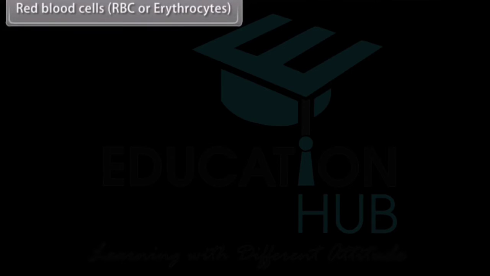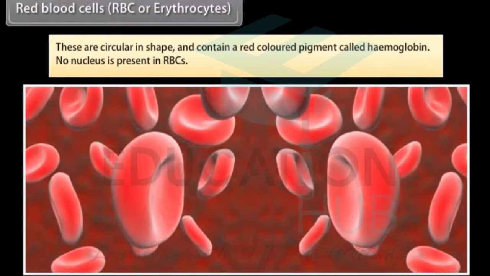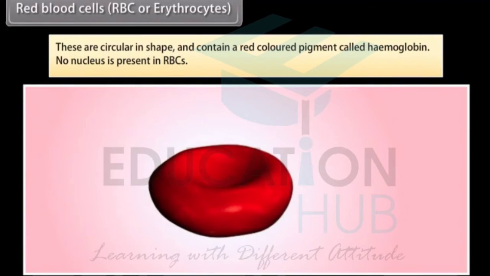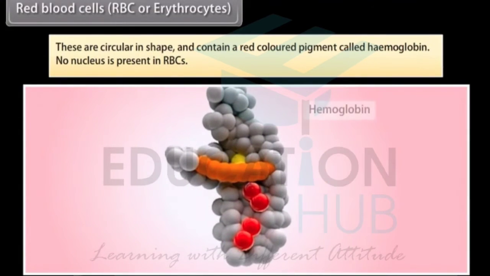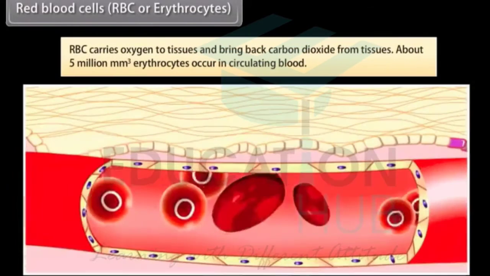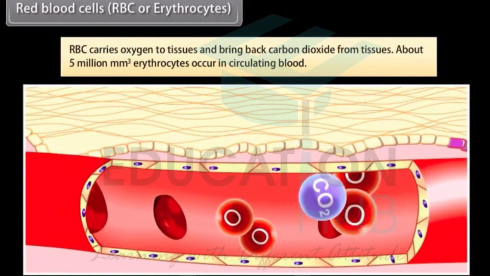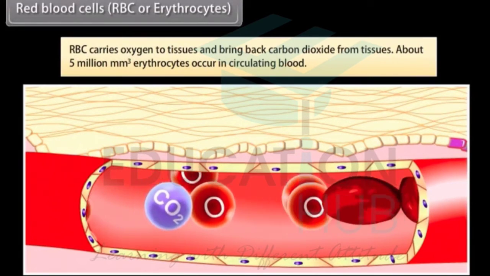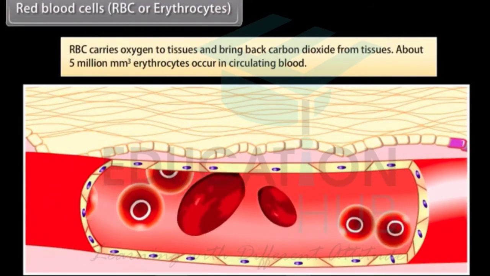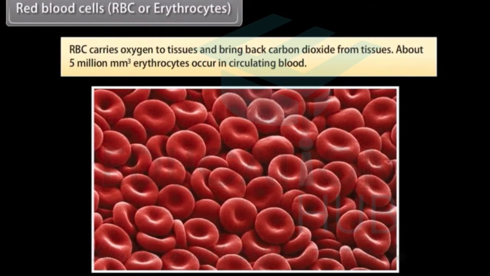Red blood cells, RBC or erythrocytes. These are circular in shape and contain a red-colored pigment called hemoglobin. No nucleus is present in RBCs. RBC carries oxygen to tissues and brings back carbon dioxide from tissues. About 5 million per mm3 erythrocytes occur in circulating blood.